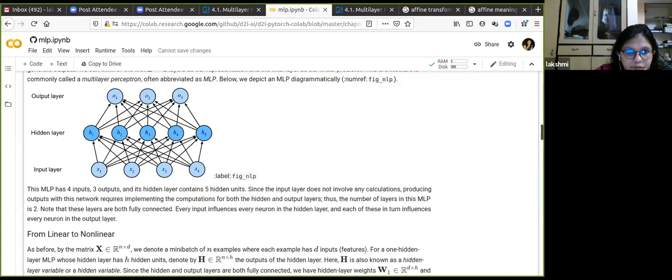This MLP has 4 inputs, 3 outputs, and its hidden layer contains 5 hidden units. Since the input layer does not involve any calculation, producing outputs with this network requires implementing the computation for both the hidden and the output layers. Thus, the number of layers in this MLP is 2. Note that these layers are both fully connected. Every input influences every neuron in the hidden layer, and each of these in turn influences every neuron in the output layer.